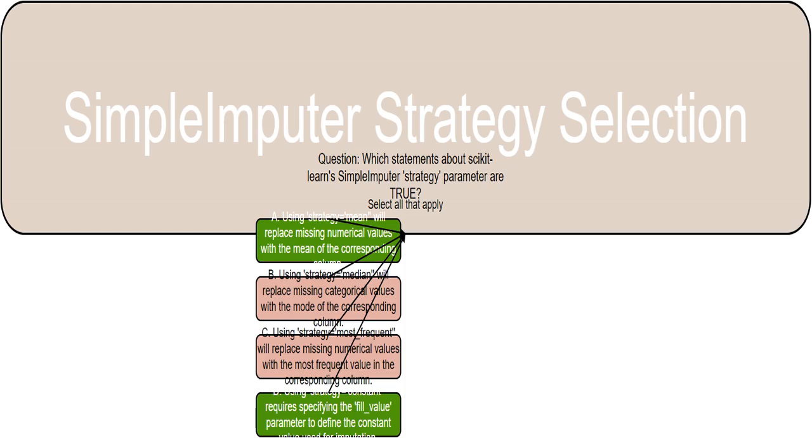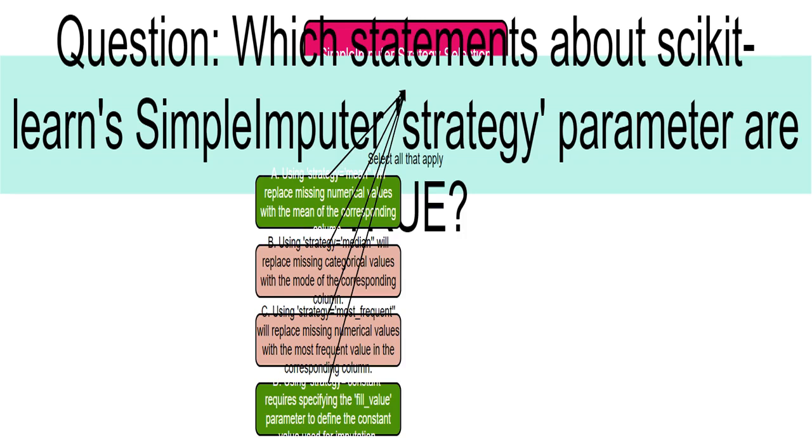I'm going to explain how the simple imputer works in Sklearn. It's a tool we use to handle missing data in our datasets. We'll focus on how we can choose different strategies to fill in those missing values. It's like choosing the right tool for a job. The question asks us to identify the true statements about the different strategies we can use in Sklearn's simple imputer to handle missing values. Let's look at the choices and see which ones are correct.